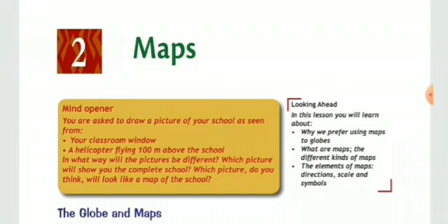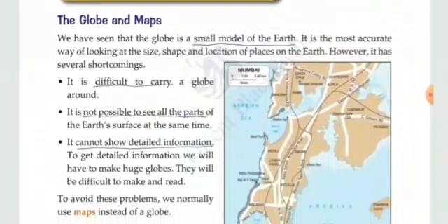Now let us come to the lesson, the globe and maps. We have seen the globe is a small model of the earth. It is the most accurate way of looking at the size, shape, and location of the places on the earth. However, it has several shortcomings.